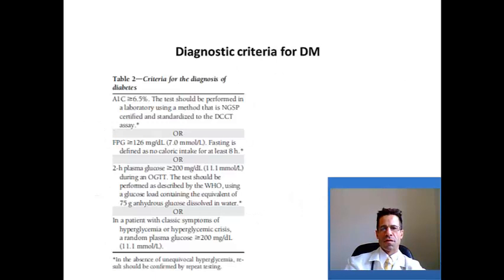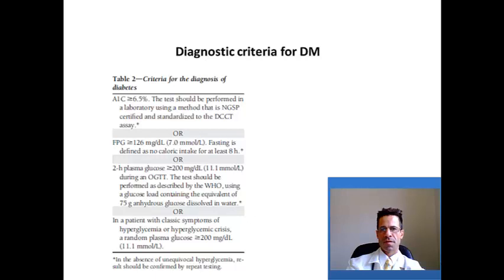The first thing to know is the diagnostic criteria for diabetes. All of these tests except the last one require a repeat testing. The only one that doesn't require repeat testing is if someone has the classic symptoms of hyperglycemia, like increased eating, increased urination, blurry vision, and they have a random glucose, or a glucose that's checked without fasting, that's greater than or equal to 200. Those patients have the diagnosis of diabetes and do not require repeat testing.